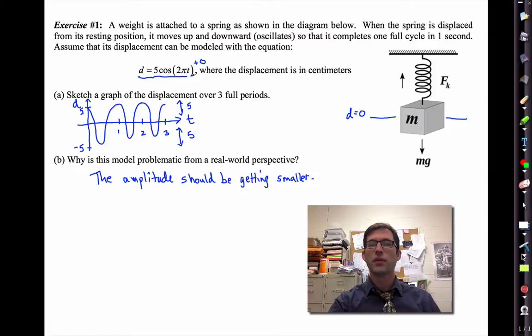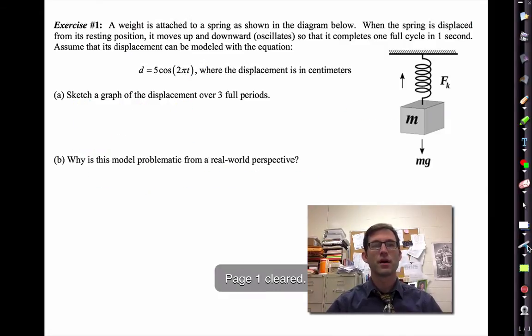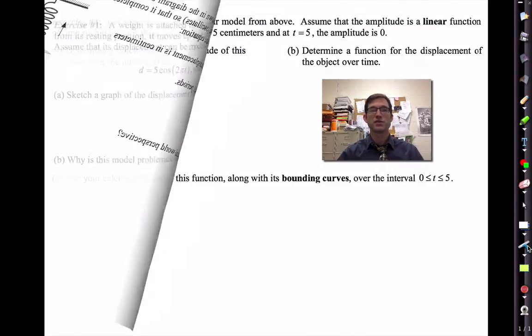Meanwhile, I'm going to get ready to scrub out the text. All set? So what we would like to do now is model this in a more realistic way. Let's take a look at exercise number 2.